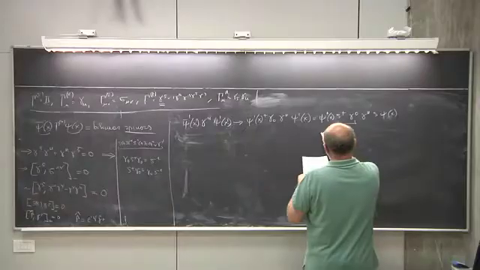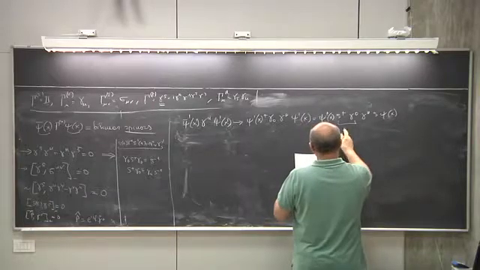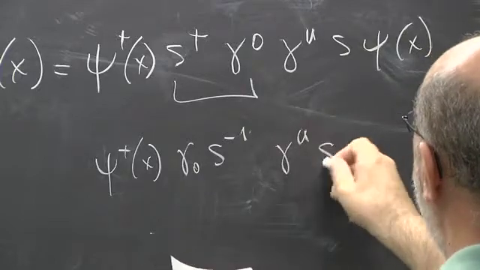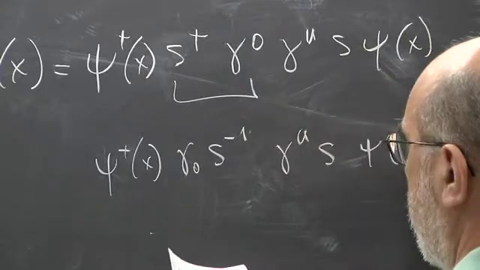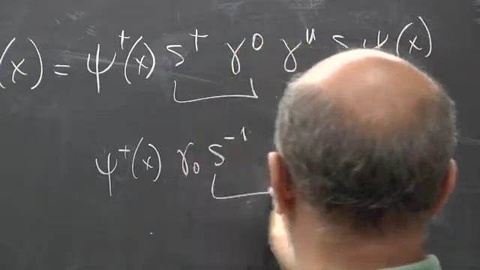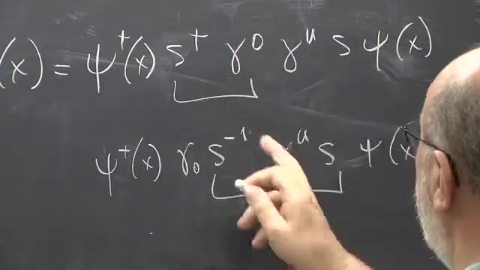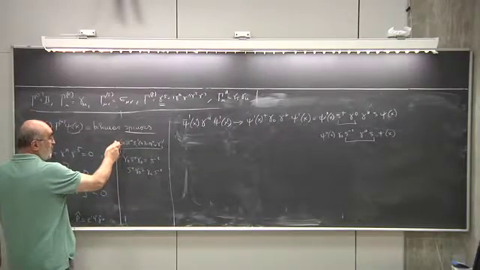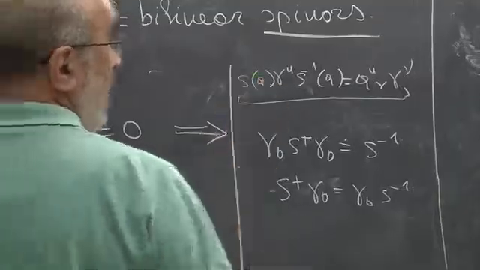So here we do psi dagger, and then gamma 0 S to the minus 1. Then we get gamma mu S psi of x. Now we have this object here, S to the minus 1 gamma mu S. It is the same as this one. You can say, oh, but the S is on the other side, but this is any S. So it could even be S to the minus 1, because, being a group, it belongs to the set of S. This is any S, so it could also be the inverse.